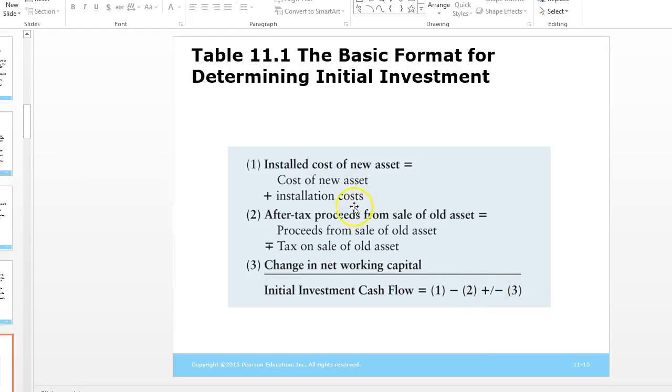On the other hand, if the new machine was completely automated and you could lay somebody off because you didn't have to take care of that machine anymore, this would be a minus 3, right? Because now you're eliminating a salary. So change in net working capital will either add to your initial investment or subtract, depending on your investment in this initial project.